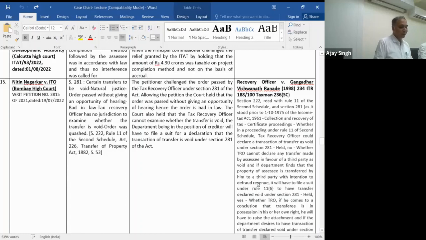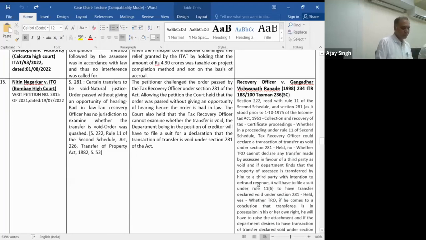So what the court, after referring to the Supreme Court decision, has said is that the commissioner, the TRO, does not have power to declare a transfer void. If at all he wants, he has to file a suit. Secondly, they ultimately sent the matter back and said that the department will be entitled to proceed in the manner in which they want to recover its taxes. But at the same time, they should follow the due process of law, give the assessee a proper opportunity, and thereafter proceed.